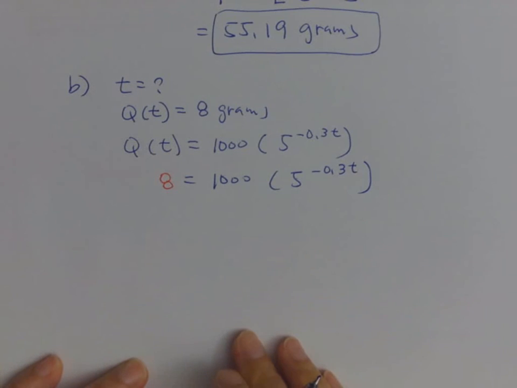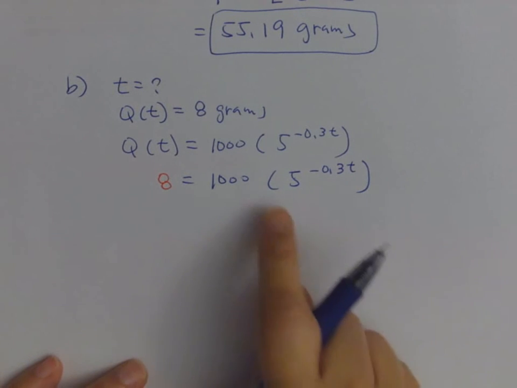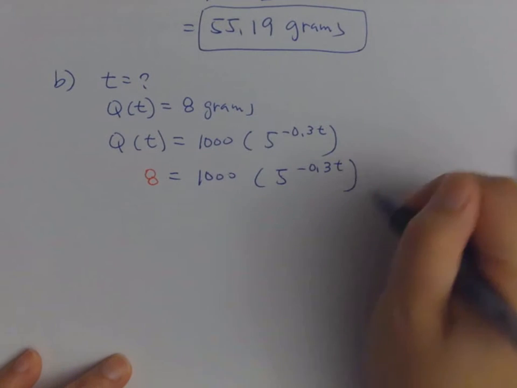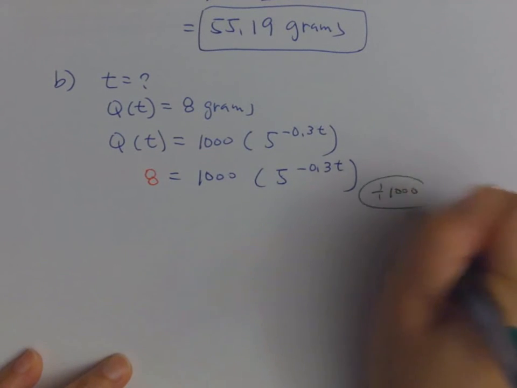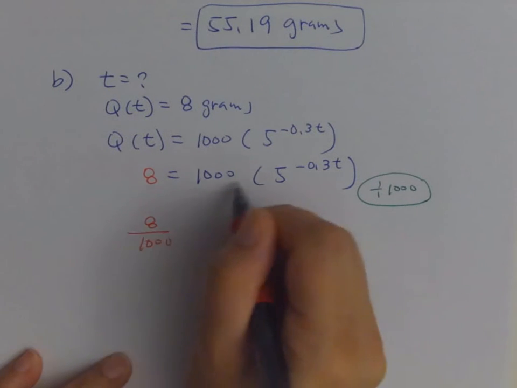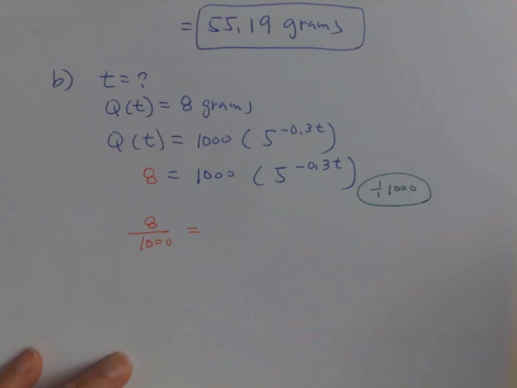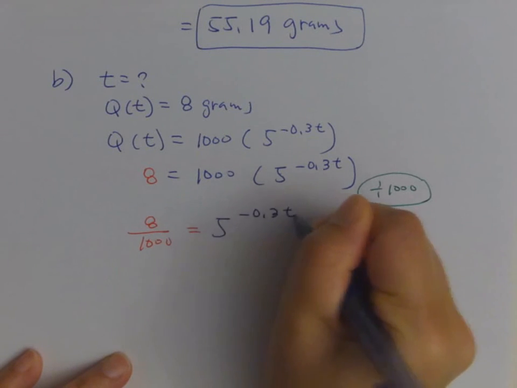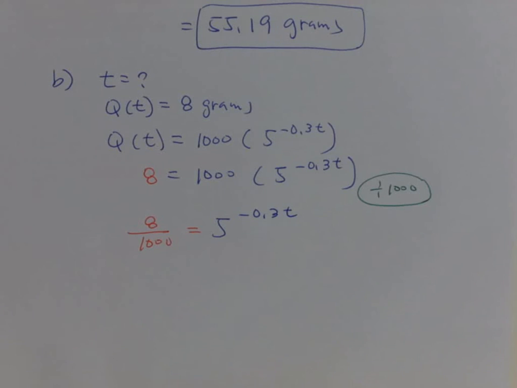Now, I'm solving for t, right? So I need to make this simpler. Both sides need to be divided by 1,000 first. So this is going to be 8 over 1,000, and the 1,000 on the right is gone, so it'll be 5 raised to negative 0.3t, right? I got stuck here earlier.